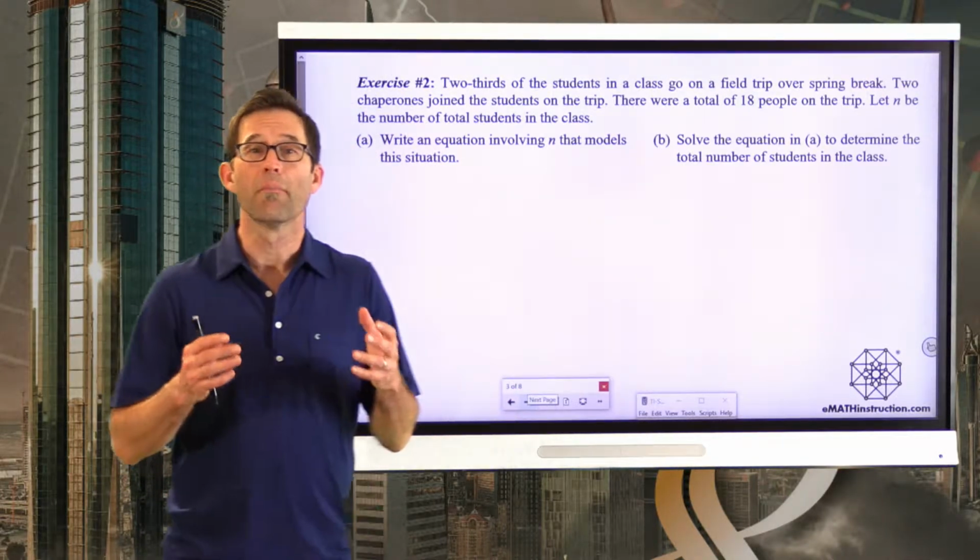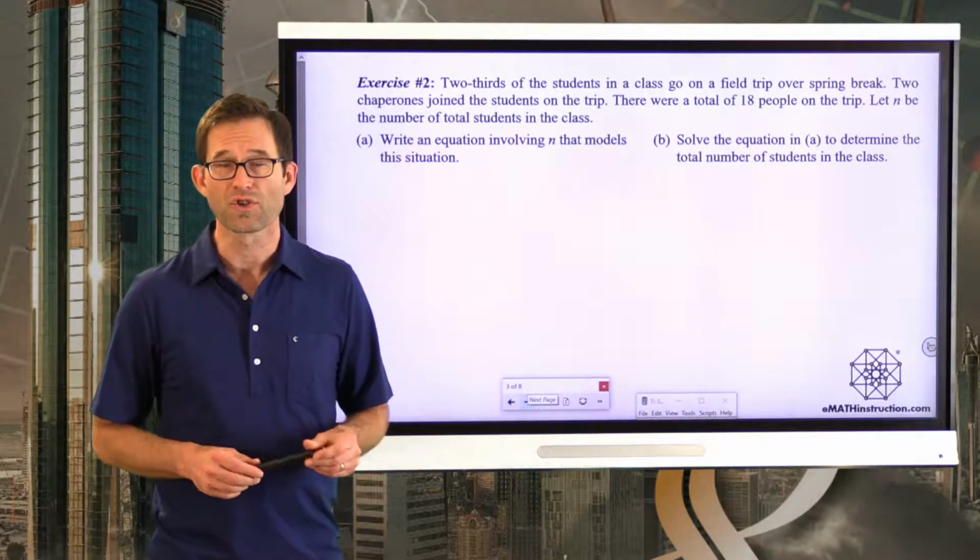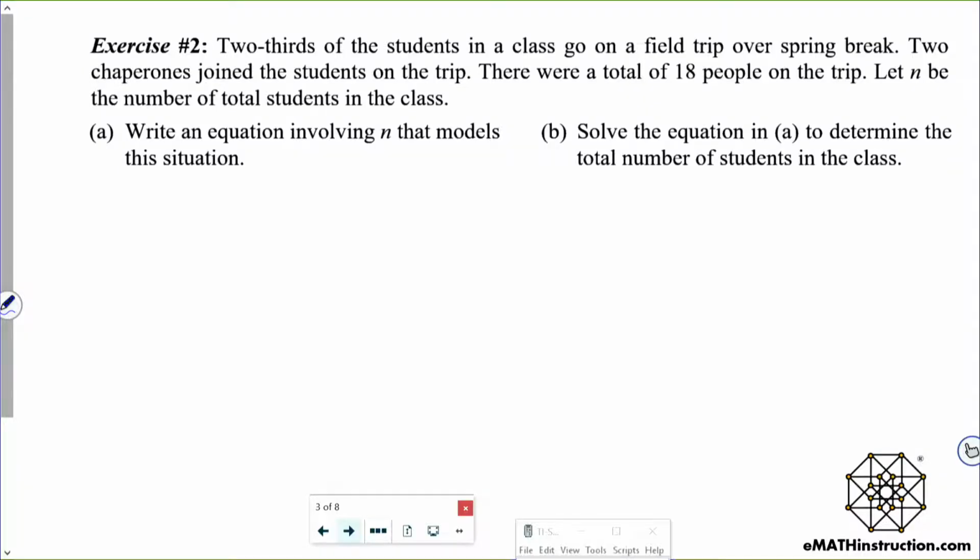Let's take a look at an applied problem involving a fraction. Exercise number 2. 2/3 of the students in a class go on a field trip over spring break. 2 chaperones joined the students on the trip. There were a total of 18 people on the trip. Let n be the number of total students in the class. Letter A asks us to write an equation involving n that models the situation.